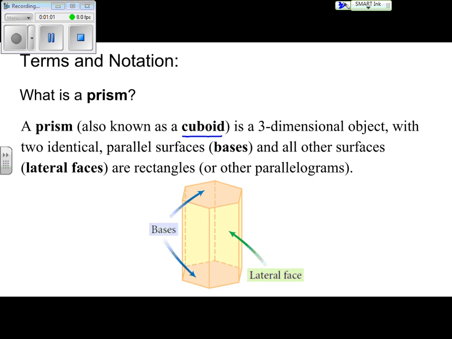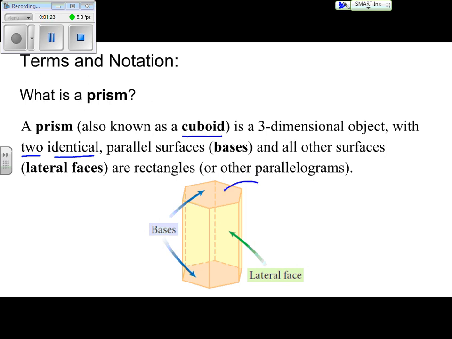It's a three-dimensional object with two identical parallel surfaces known as the bases. And all other surfaces, also known as faces or lateral faces, are rectangles or other parallelograms. But for our class, they will be rectangles. For IB tests, they will be rectangles. So again, what do we have?